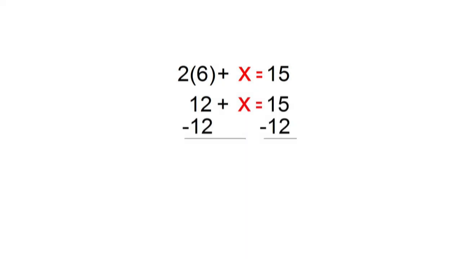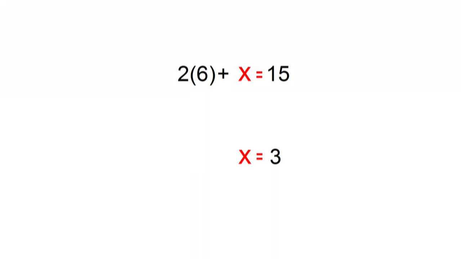Next I have to subtract the 12 away from the left side to get the hidden number alone, which means I also have to subtract the 12 from the right side to keep the equation balanced. Now the hidden number is alone on the left side, and I simply look on the right side to see what the hidden number is supposed to be. I see it's 3, and if I uncover the hidden number in the original equation, it's 3.